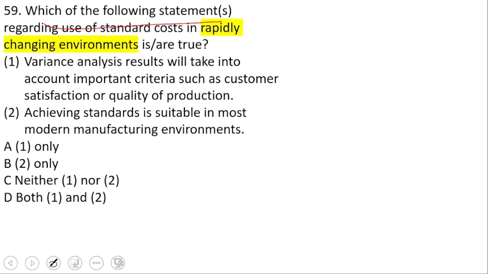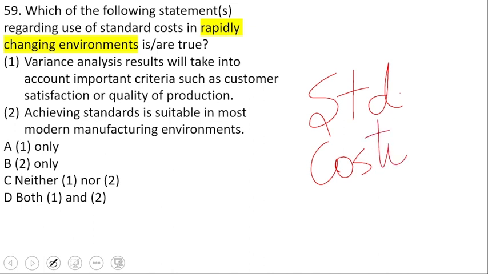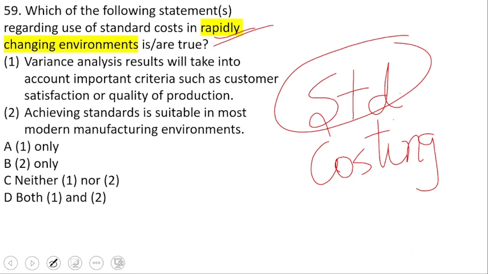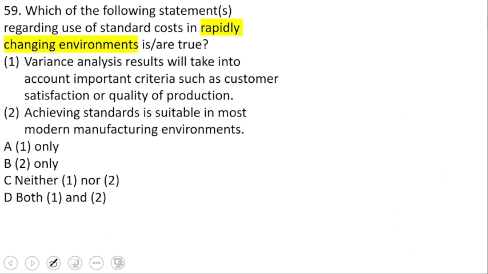Which of the following statements regarding the use of standard cost in rapidly changing environments is or are true? Please take note of these words, rapidly changing environment. Rapidly changing environment, the first thing that should come into your mind is standard costing cannot be applied. Because you cannot have a standard because it's rapidly changing. Now we will read the sentences. So they've asked you which statements are true.